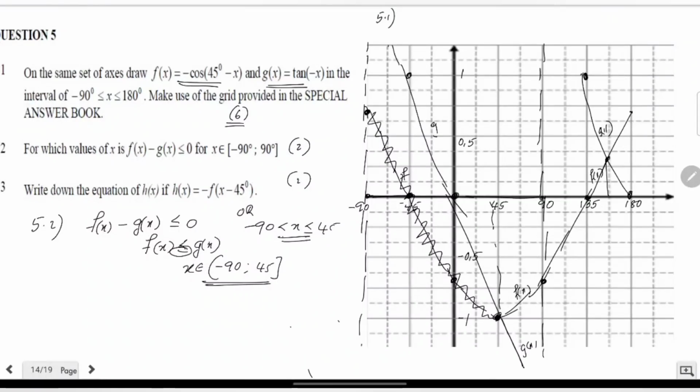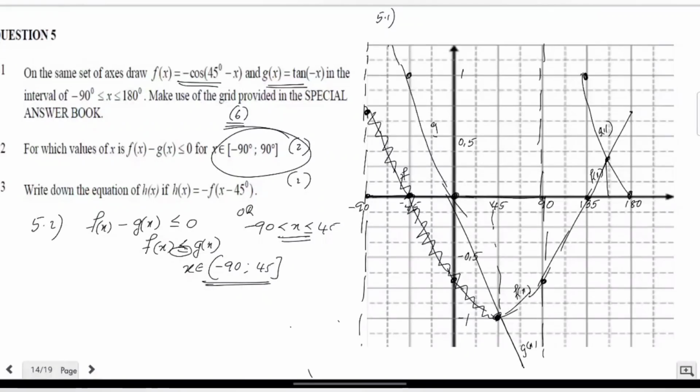Why? Because here it is clearly given that you have to look at those x values from minus 90 to 90. So look in that interval at both graphs at the same time and check from where to where f of x is below and g of x above. So that's how you have to get the value.